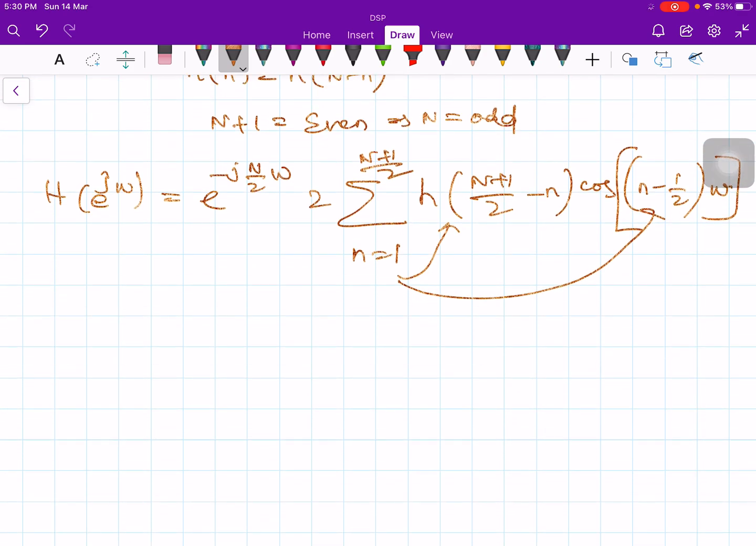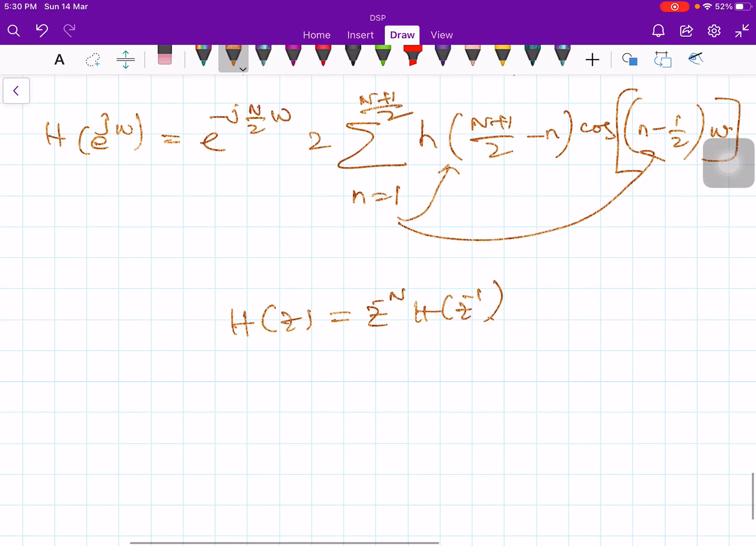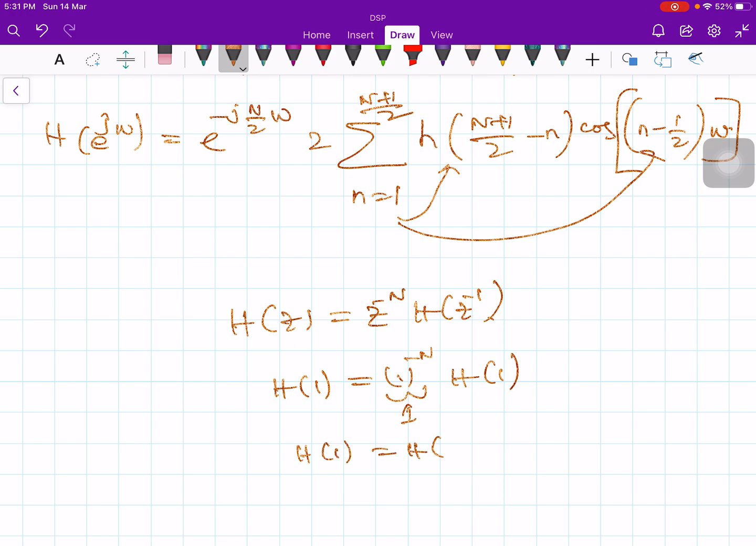Now it is also clear that the same relation holds here also. What is that relation? The relation h of z equals z to the minus N h of z inverse that we did in the type 1 filter also holds in the type 2 filter. Substitute z equal to 1: the left hand side is h of 1. What about the right hand side? It is 1 to the minus N, which doesn't matter, it is going to be 1. Then h of 1 equals h of 1, no problem.